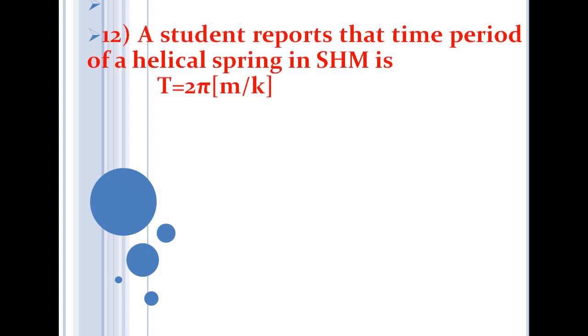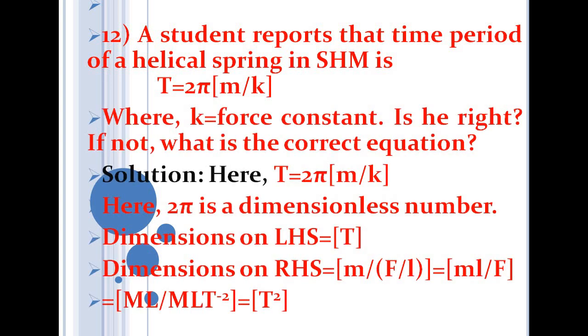Now let's go for the next problem. Once again, a student reports that the time period of a helical spring is T equals 2 pi m by k, where k is the force constant. Is he right? If not, what is the correct equation? The physical equation according to the question, time period T equals 2 pi m by k. 2 pi is a dimensionless number, and the dimension of LHS T is obviously time period T, and for the dimension of RHS, 2 pi is dimensionless.